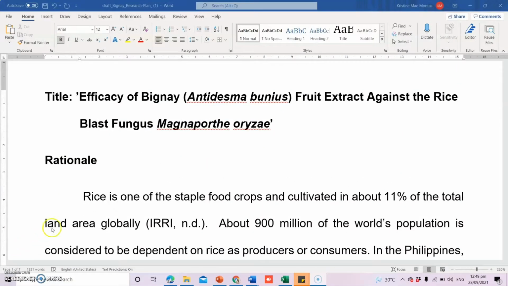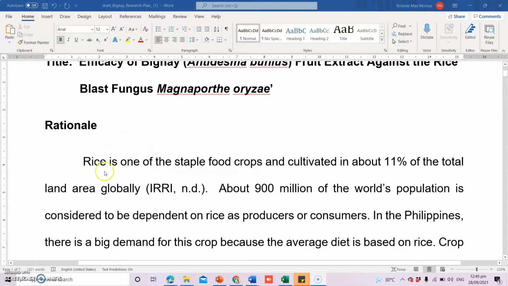So, kasi yung rationale, yun yung nagsiserve as trailer of your whole project. So, I will give you an example of a rationale and how it goes. Okay, this is how the rationale should be written. Let's say, for example, the title of your science investigatory project is The Efficacy of Bignai Fruit Extract Against the Rice Blast Fungus. So, the rationale goes like this.